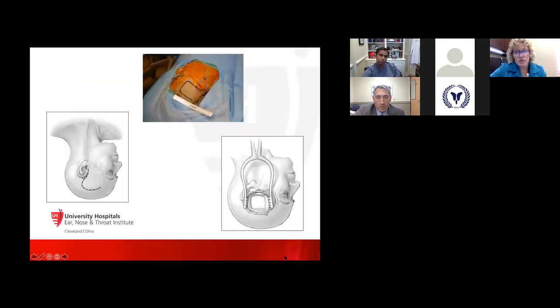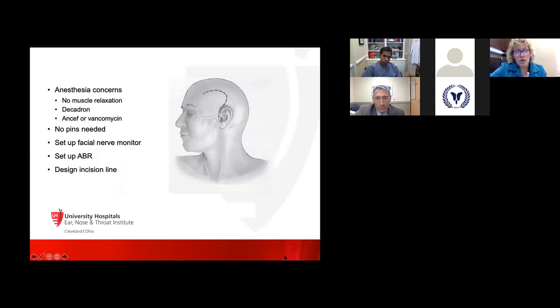So as we're approaching these tumors, you can approach it through a couple of different incisions, but essentially you want to get down to where you can do a relatively small squamous temporal craniotomy. Certainly we're monitoring the facial nerve when we're doing this operation, so no muscle relaxants. I do ask them to give Decadron to help with swelling.